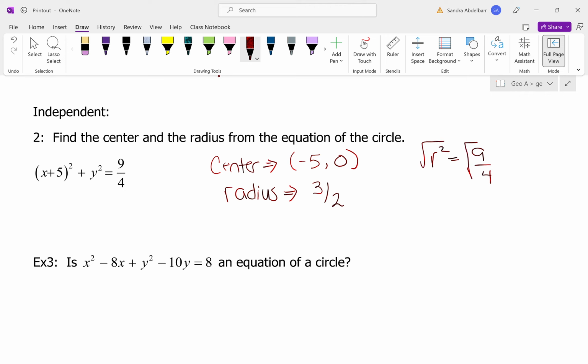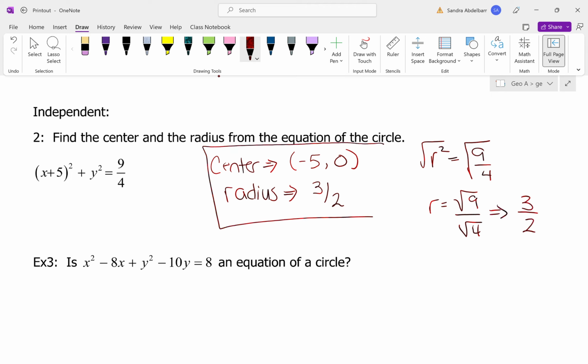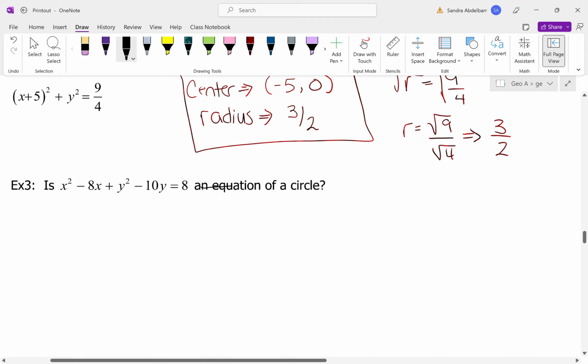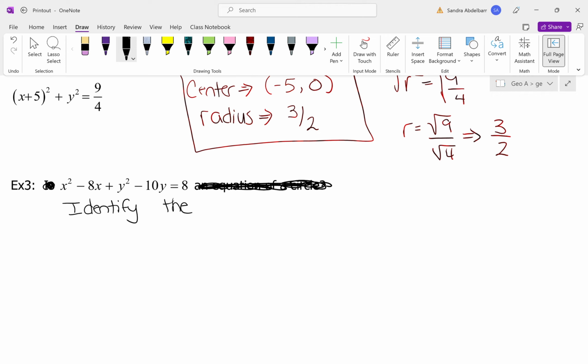So you square root both sides. So that's the square root of 9 over the square root of 4, which ends up being 3/2. How many people got that correct? Good. All right, example 3, I'm changing this question. I want us to identify the center and radius.